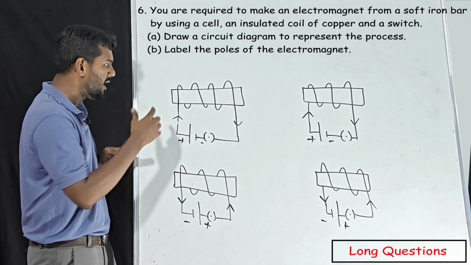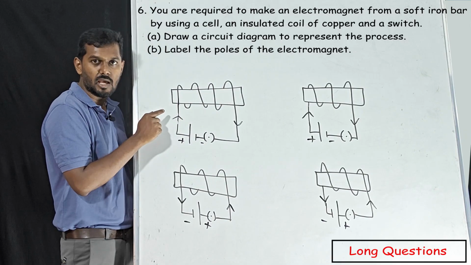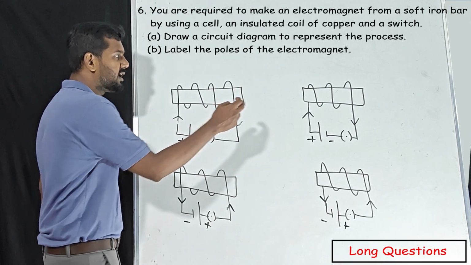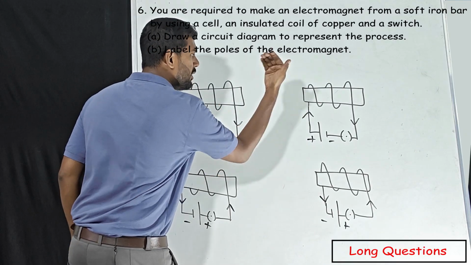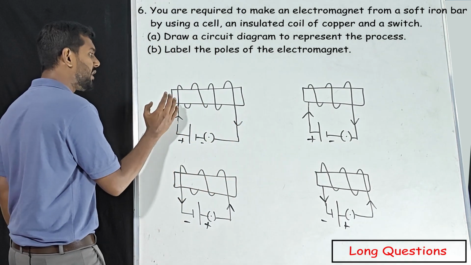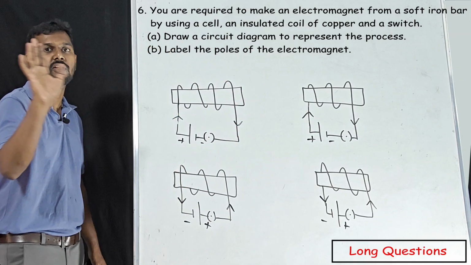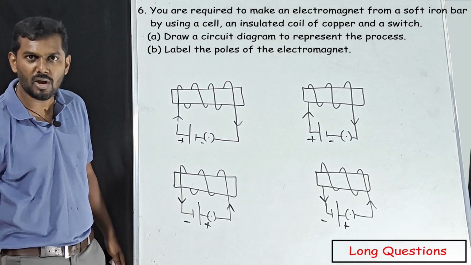So the first wire is above the rod. See, this is above, correct? Here the first wire is below, behind. Here the first wire is above. Here the first wire is from behind. This is very much important. This is what we are going to identify.